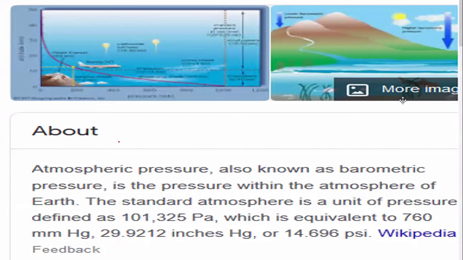Atmospheric pressure, also known as barometric pressure, is the pressure within the atmosphere of the Earth. The standard atmosphere is a unit of pressure defined as 101,325 Pa, which is equivalent to 760 millimeters mercury. This is the one we should know.